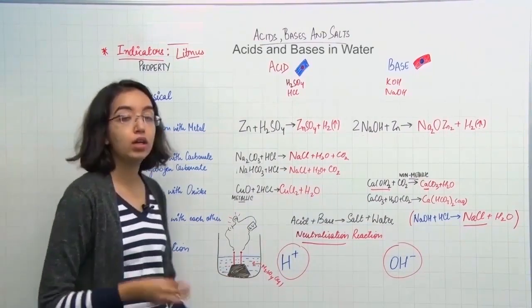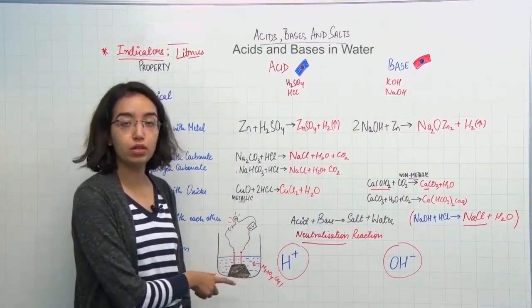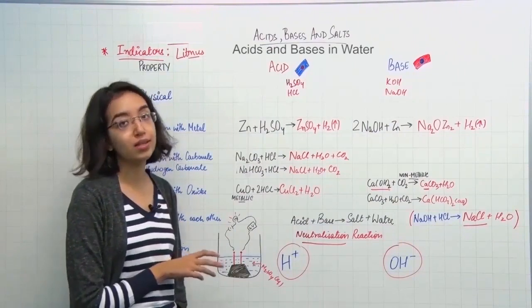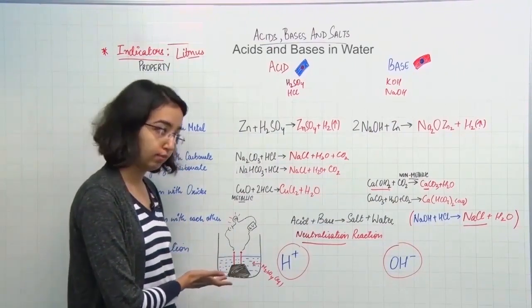So if you take distilled water, a glass of distilled water, and try to conduct electricity through it, there will be no electricity. Why is that happening? Because there are no ions in the water, and that is why it is unable to conduct electricity.